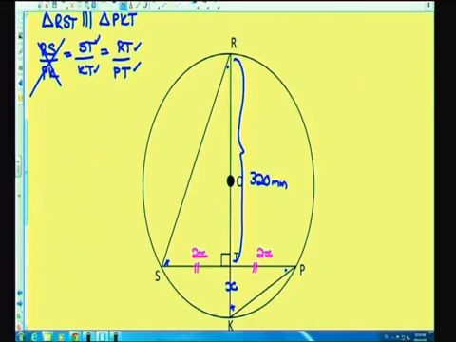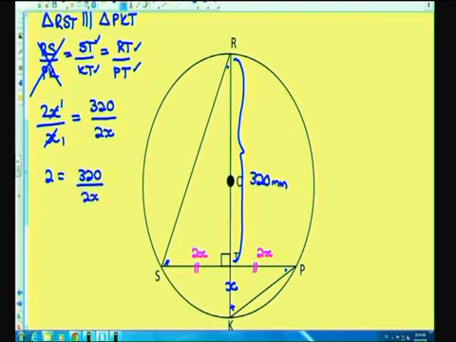So now we go back. ST was 2X. KT was just X. RT was 320. And PT was 2X. Now remember, the instruction was to solve for X. Well, we can see that that X divides into that X. So we have 2 equals 320 over 2X.